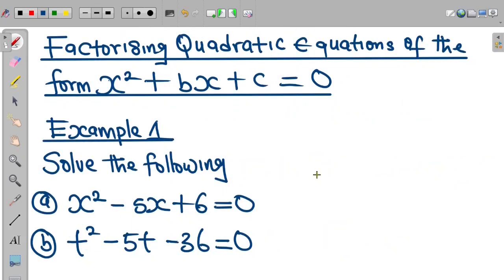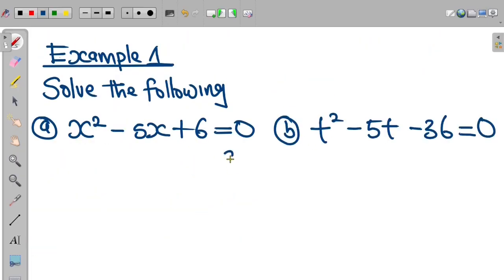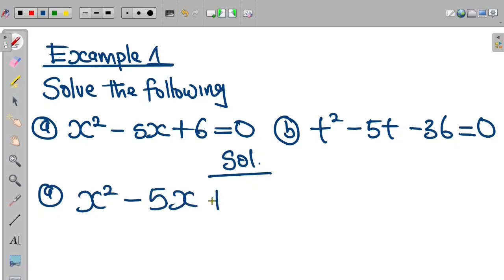Now, we'll be factorizing quadratic equations of the form x squared plus bx plus c equal to 0. So let's get started. For A, we are given that x squared minus 5x plus 6 is equal to 0.